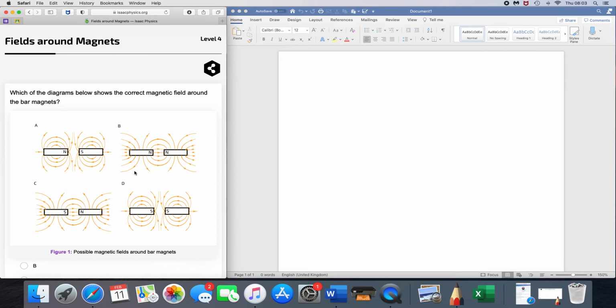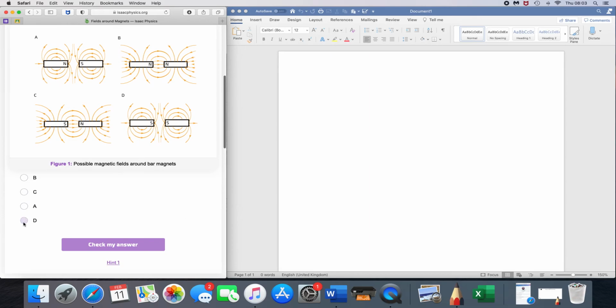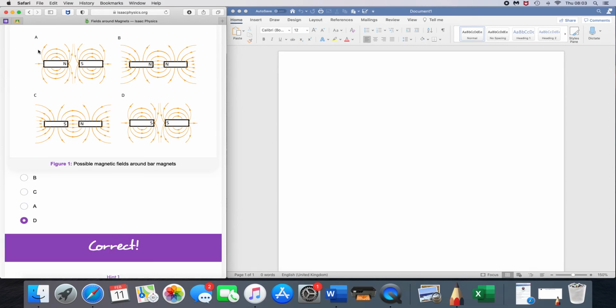Which of the diagrams below shows the correct magnetic field around the bar magnets? If we take them one at a time, A shows north and south facing. We'd expect the field lines to run from north to south, so that's not right. Here we have north and north facing, and again we'd expect the field lines to repel there, and they don't. So that's wrong. In C we have field lines running from south to north, and that's wrong. In D we have two souths, field lines running into the south, which is what we'd expect, neutral point in the middle. So the answer must be D. And of course it is.